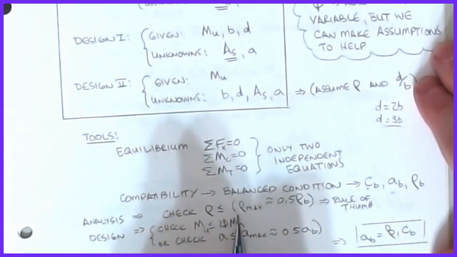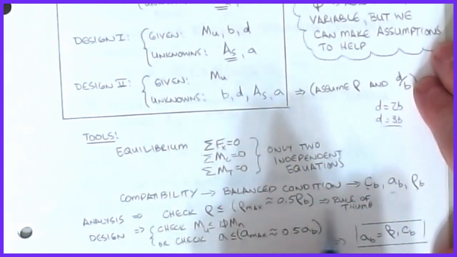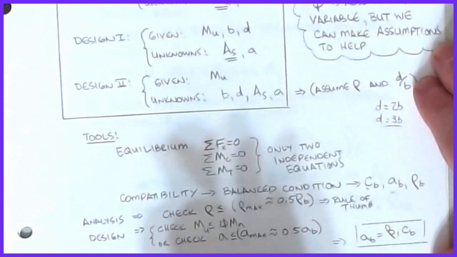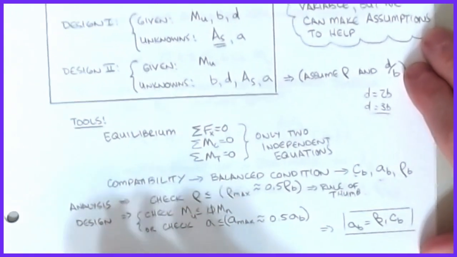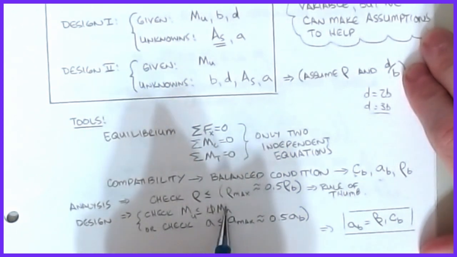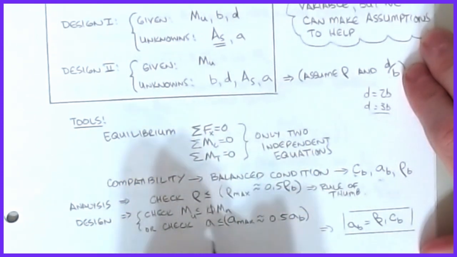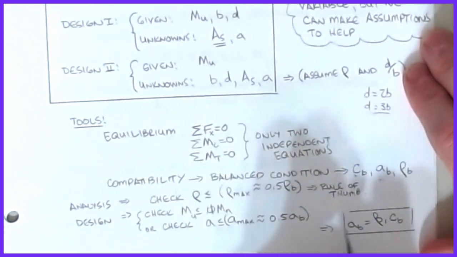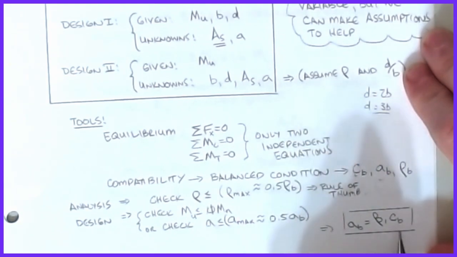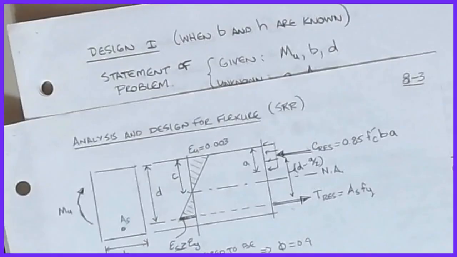And so what we do is, if I'm doing an analysis problem, I can check that rho is less than or equal to some rho max of 0.5 times rho balance. Again, this is that rule of thumb that we played with last time. In design, I need to check that Mu is less than or equal to phi Mn, or check that a is less than a max, equal to approximately 0.5 a balance. Those are some scenarios. Again, the relationship between a balance and c balance is that beta 1 that we talked about in the Whitney diagram. So it's still very similar.